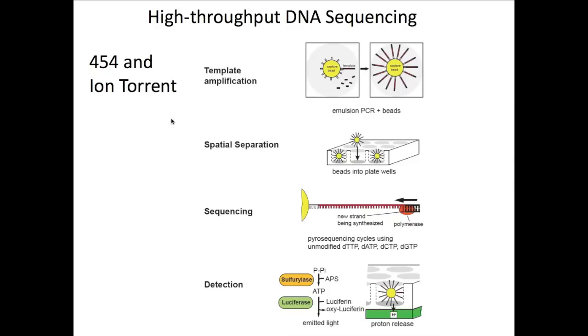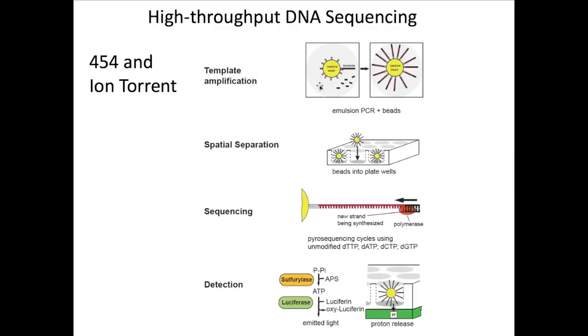The two methods that are best described in this slide are the one from 454, which is now owned by Roche, and Ion Torrent, owned by Life Technologies. Each of these have some similarities, but I'll describe the differences. So you start off with your DNA that you want to sequence. You make it very dilute in a solution, and you make an emulsion of the aqueous phase of that solution in the presence of these capture beads and with an oil phase that's going to basically enclose little aqueous droplets.